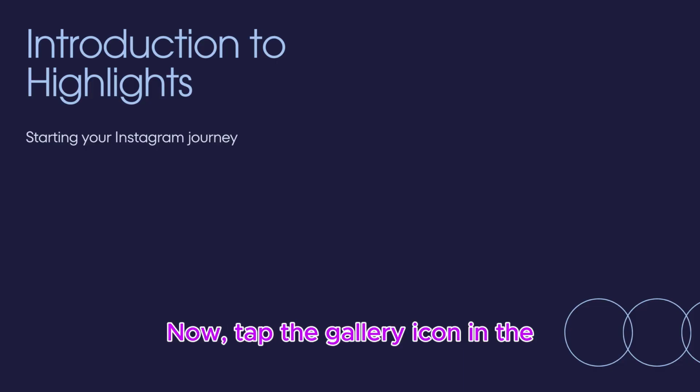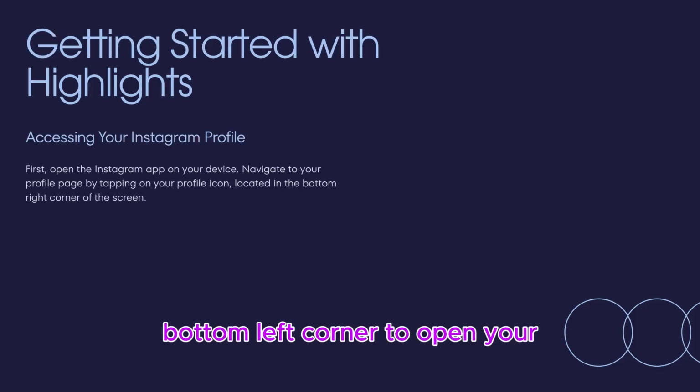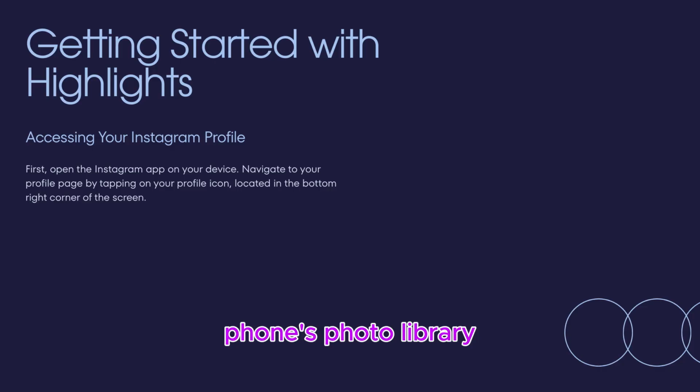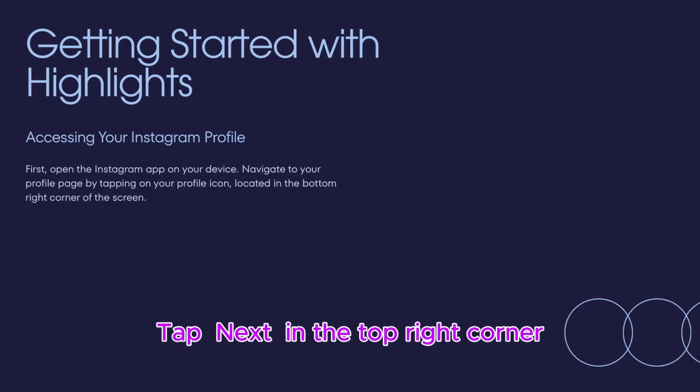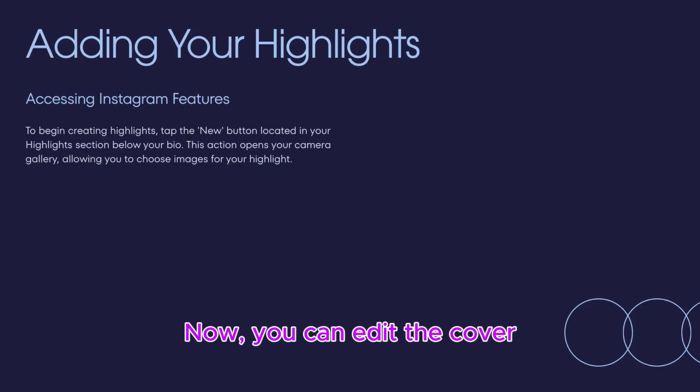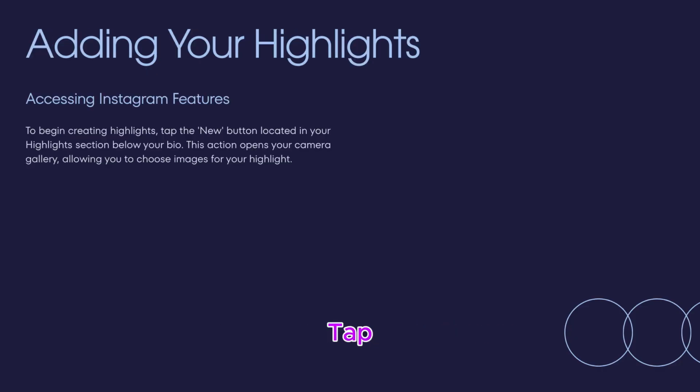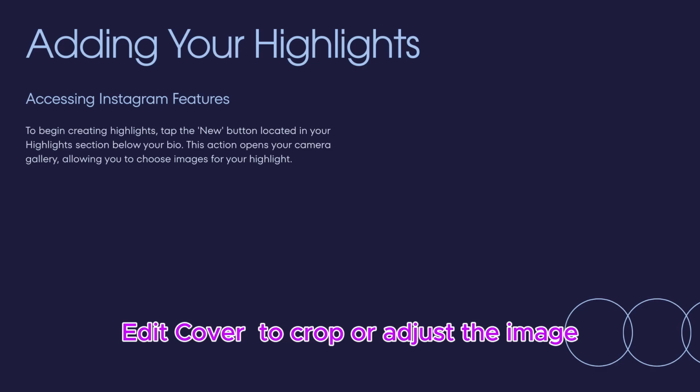Now tap the gallery icon in the bottom left corner to open your phone's photo library. Select the photo or video you want to use for the highlight. Tap Next in the top right corner. Now you can edit the cover for your highlight. Tap Edit Cover to crop or adjust the image.